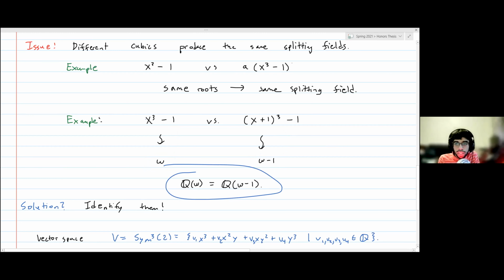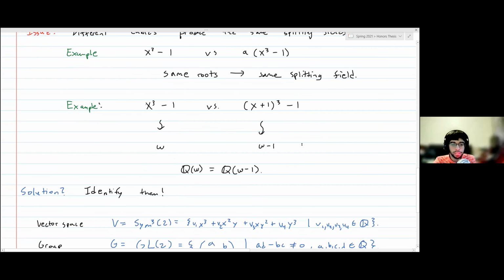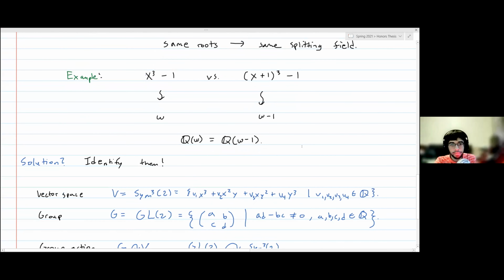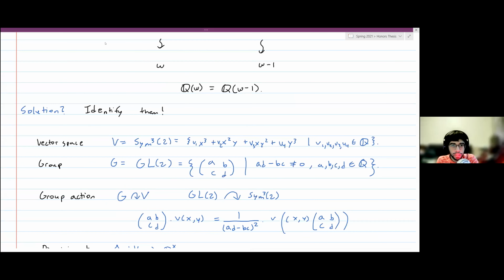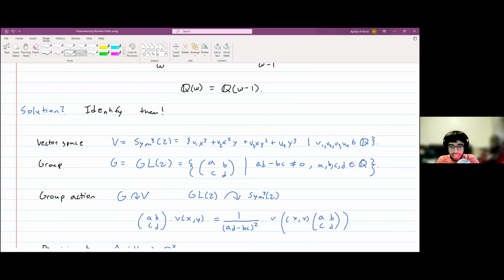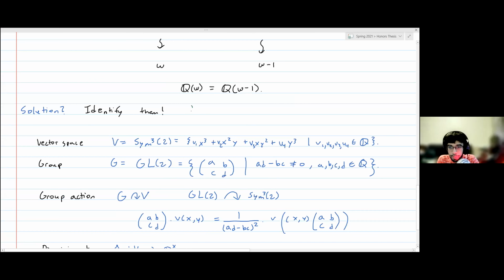So this is another type of issue that appears when you just list all of the polynomials, right? These are two distinct polynomials, but they produce the same splitting field. So what's the solution? The solution is to identify them, right? Okay, so this is where the idea of prehomogeneous vector space comes in.